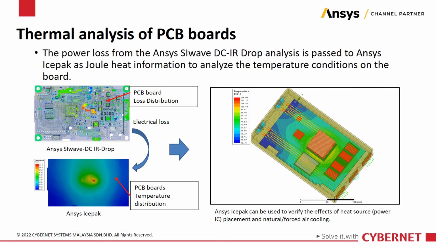In this section, we introduce thermal analysis using a PCB as an example. The electrical loss calculated from Ansys SIwave DCIR drop analysis can be passed to Ansys iSpec as joule heat information to determine the temperature conditions on the board. Furthermore, Ansys iSpec can efficiently verify the effects of the case that holds the board, ICs that are heat sources on the board, heat sinks for the heat dissipation, cooling fans, and grills for air ventilation, and the effects of natural or forced air cooling. It's possible to design within the given temperature range of the required specifications.